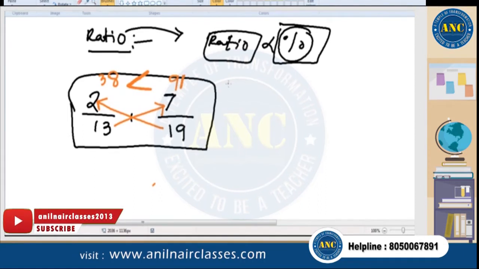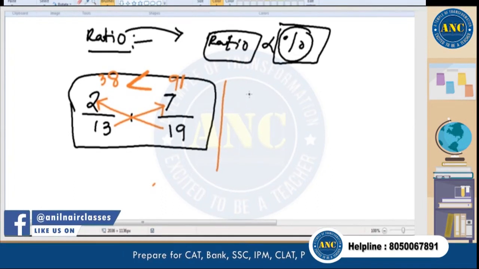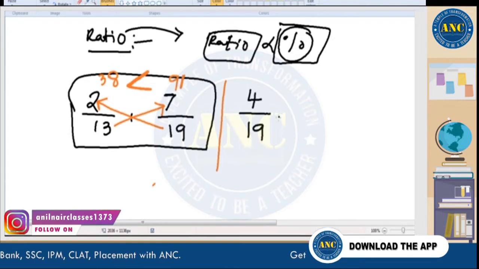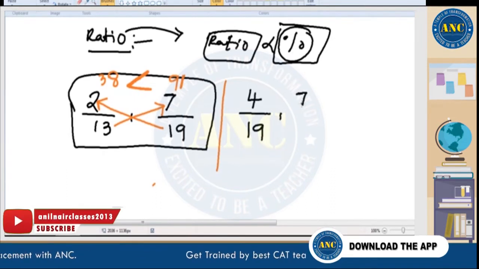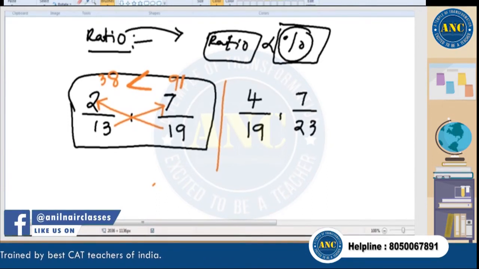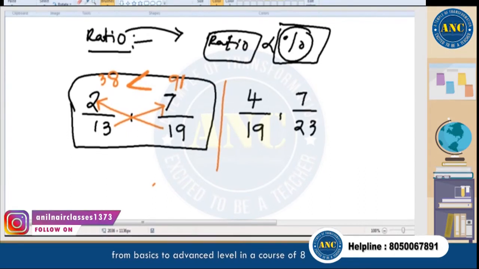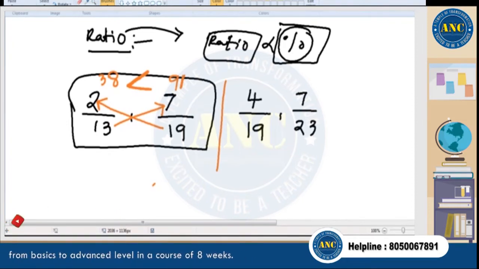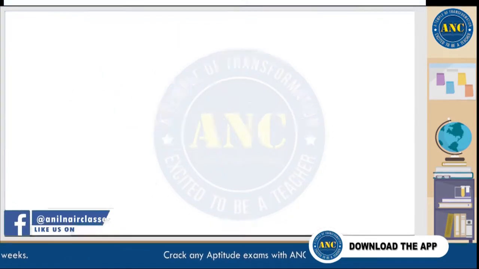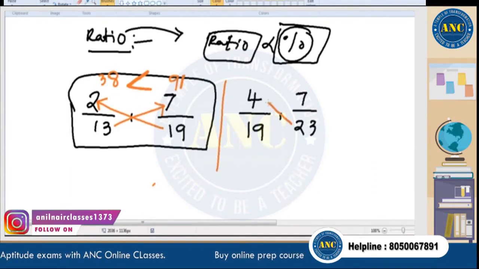I am just trying to give a few more examples based on this, sir. Let it be 4 by 19 and 7 by 23. For these types of questions, working individually to find 0 point something is not that easy, sir. So just cross multiply: multiply the numerator with the opposite side denominator.